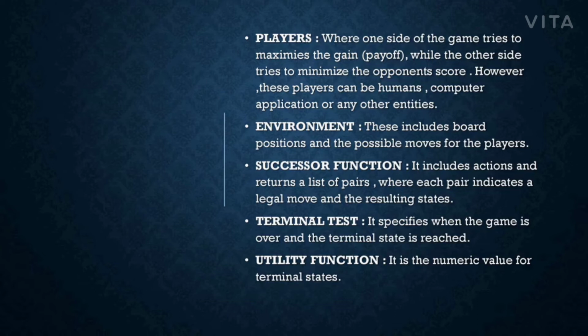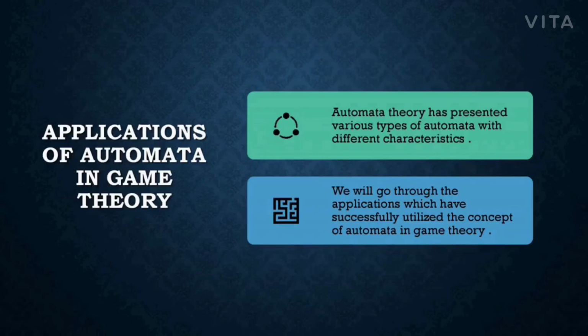First is the player. As said in the previous example, players are the ones who adopt automata theory. A player is where one side of the game tries to maximize the gain, which is the payoff, while the other side tries to minimize the opponent's score. This player can be a human, a computer application, a robot or anything. Players are basically the ones who try to maximize the game. Whoever tries to maximize the game will reach the success point.